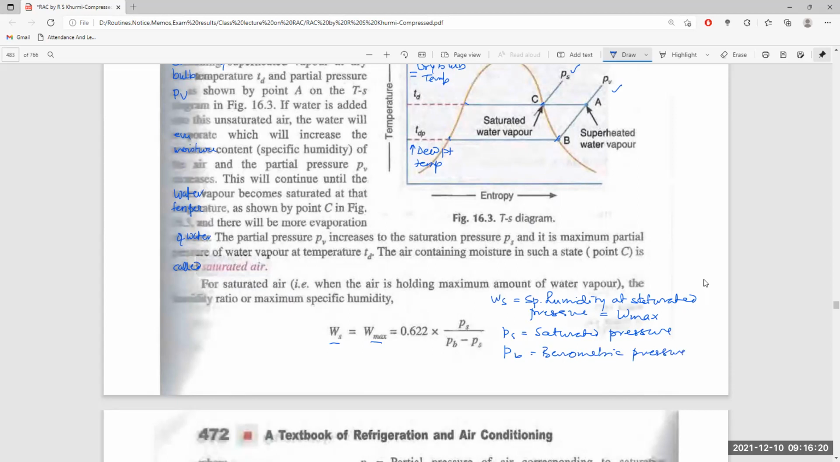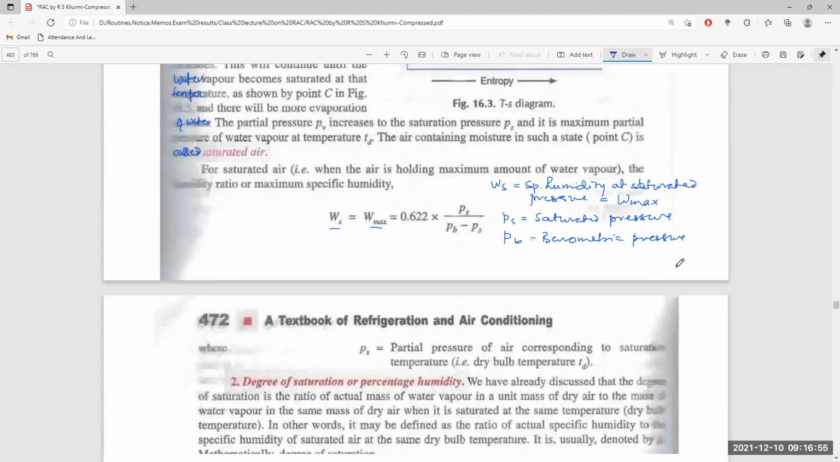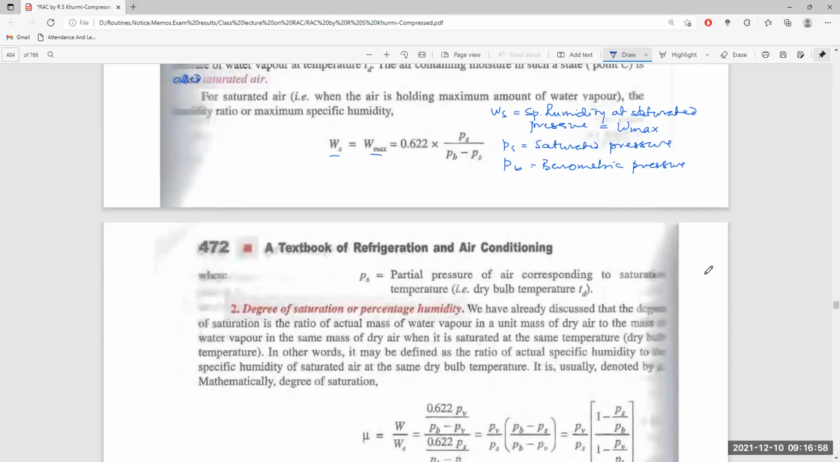Barometric pressure, humidity, moisture, saturated, dry air. This is the barometric pressure, dew point temperature. Now let us go for the next portion: PS, the partial pressure of moisture at saturation, at the dry bulb temperature.